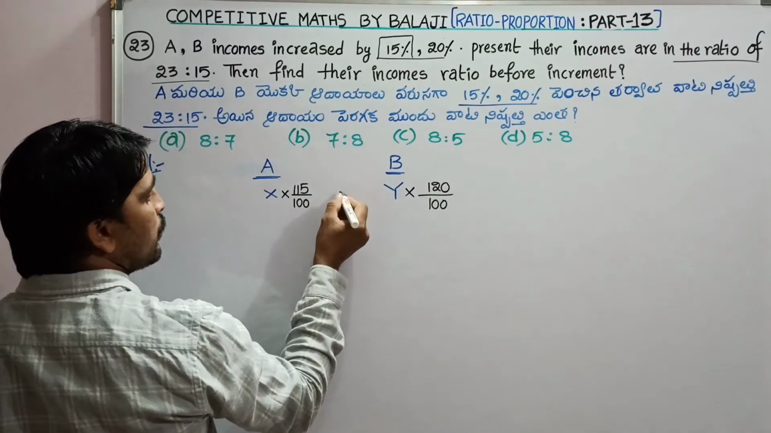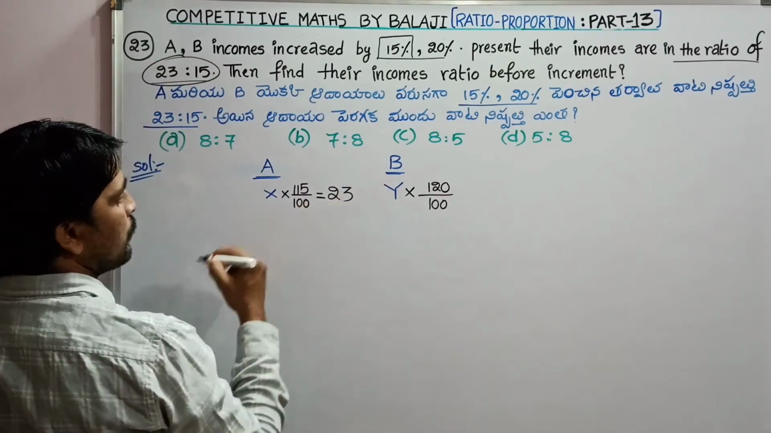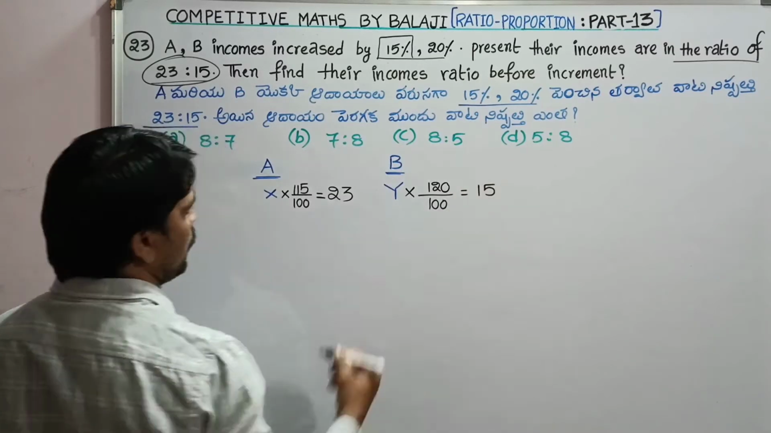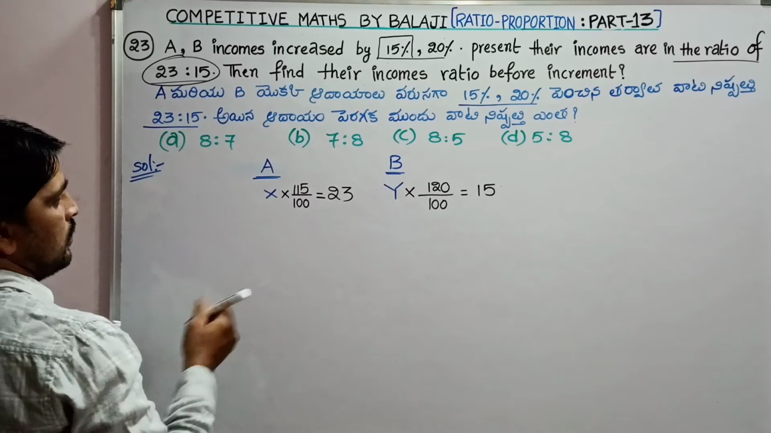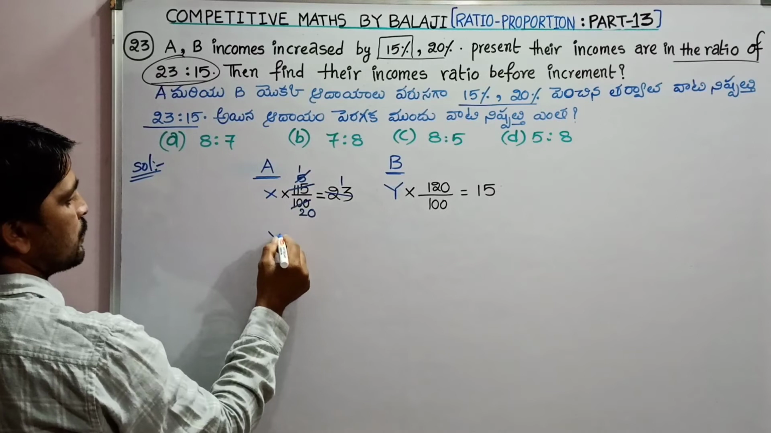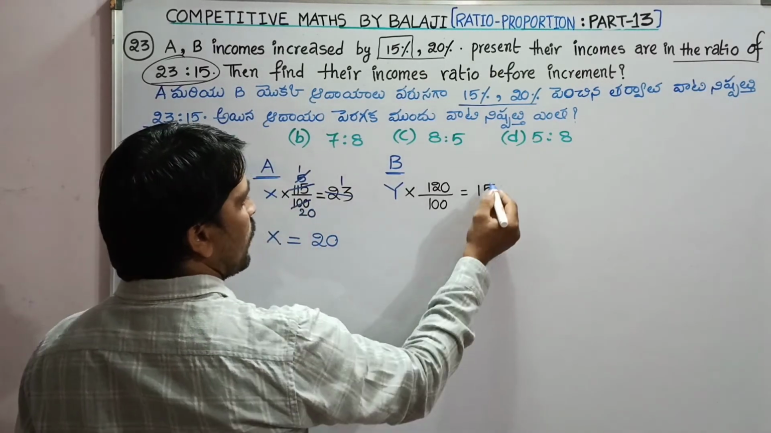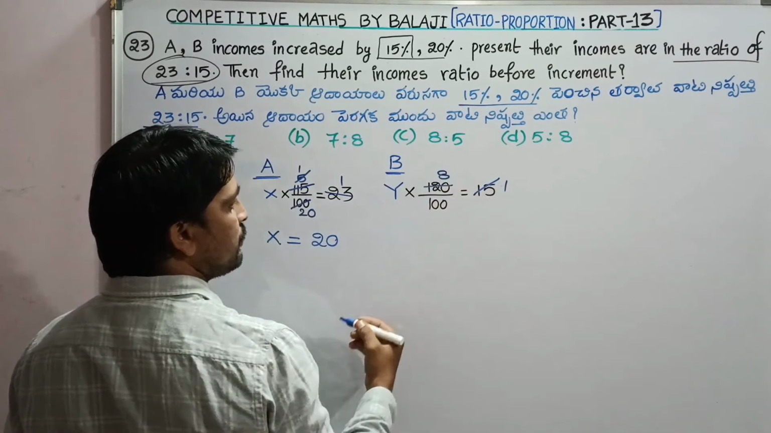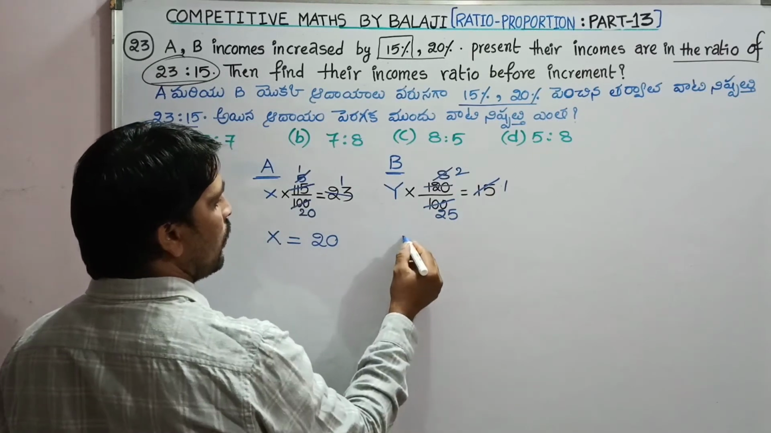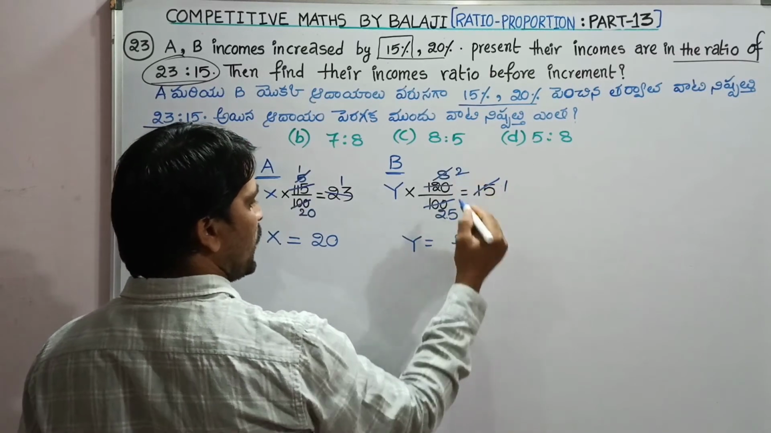Then this ratio will be equal to 23:15, that is x into 115 by 100 equals 23 and y into 120 by 100 equals 15. Now, 23 ones are 23, 5 fives are 5. What is x value? 20 ones are 20. Similarly, 5 ones are 5, 8 twenties are 120, 4 twos are 4, 25s are, y equals what? 25 by 2.